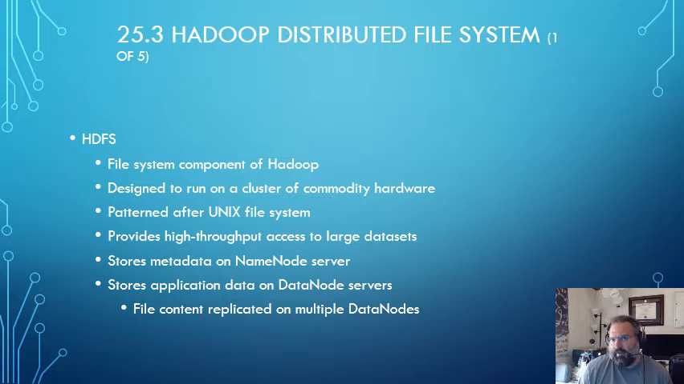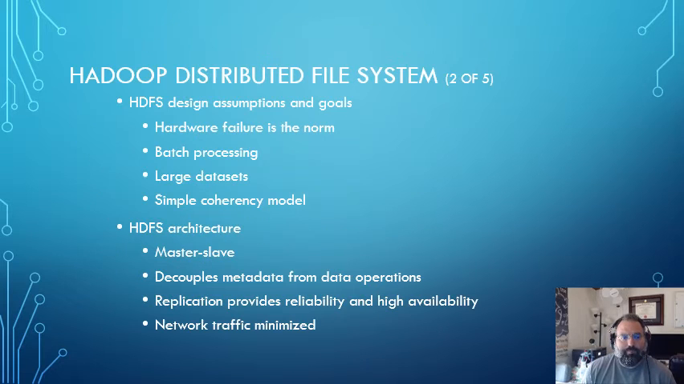That's partly because of the way it spreads things out and how they're accessed. There is a name node that stores the metadata, and you store your application data on the data node servers. File content is replicated onto multiple data nodes, and there's a certain amount of name node replication that may go on as well.